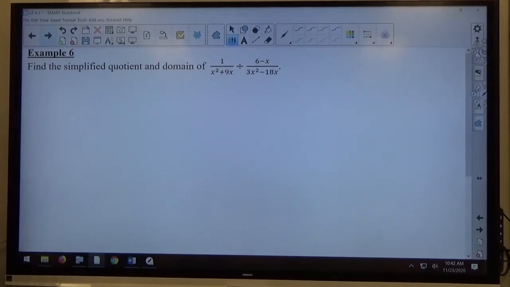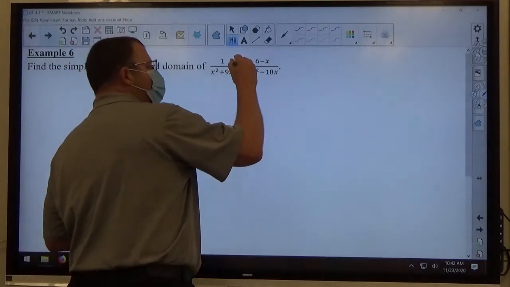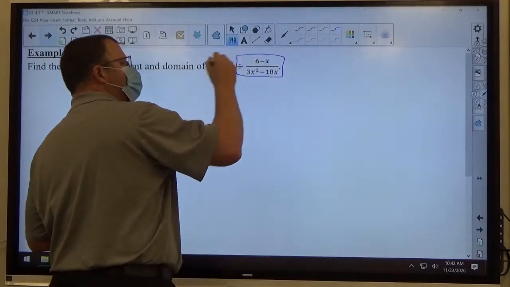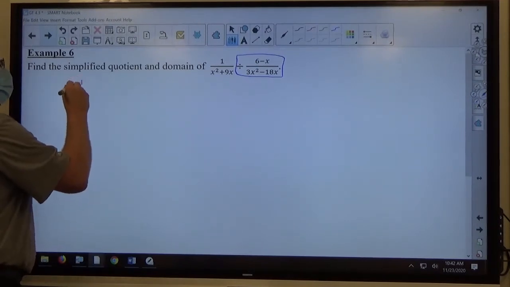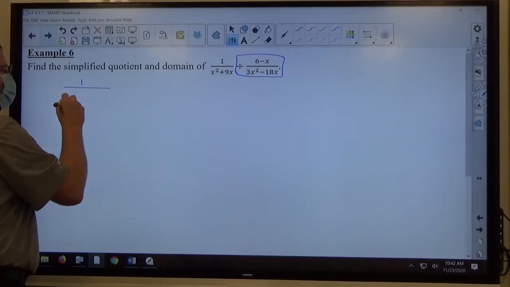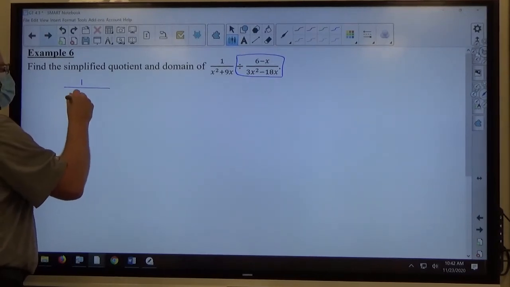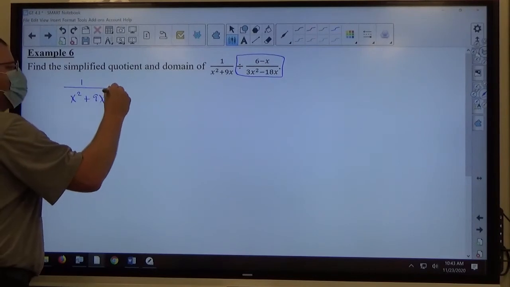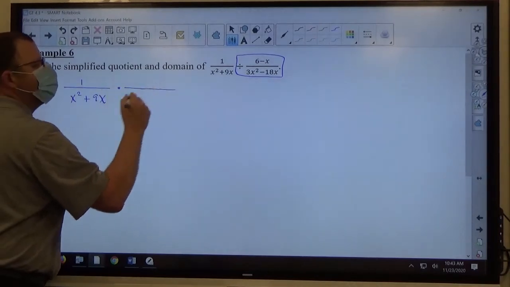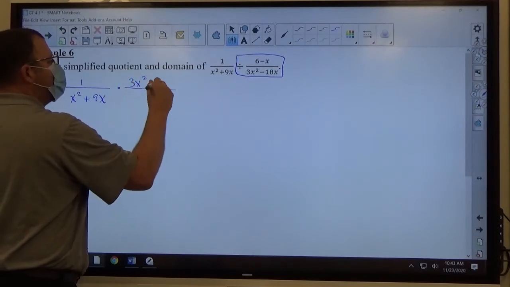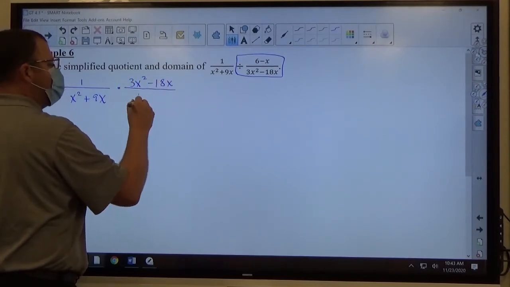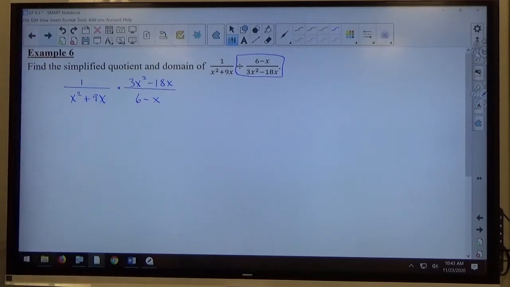So once again, if I'm looking at this problem, I see division of a fraction, I want to change it to multiplication of its reciprocal. So I want to flip that second fraction over, change it to a multiplication problem. So as I copy it from my book onto my paper, maybe I'm going to do that right away. So 1 over x squared plus 9x, times, and I'm going to put the bottom on the top, so that's 3x squared minus 18x, and then 6 minus x on the bottom.